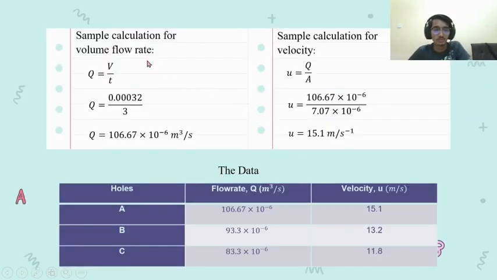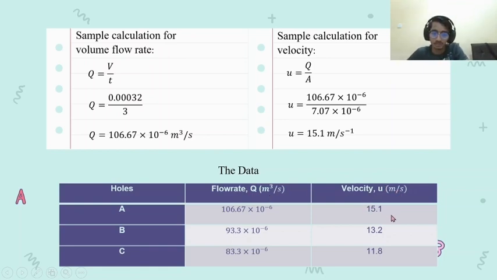After we get the volume, we can calculate the volume flow rate and the velocity. This is the sample calculation for volume flow rate, and this is the sample calculation for velocity. This is the data that we have from the calculation. The volume flow rate for hose A is 106.67 times 10 power of negative 6 meter cube over second. For hose B, 93.3 times 10 power of negative 6 meter cube over second. And for hose C, 83.3 times 10 power of negative 6 meter cube over second.